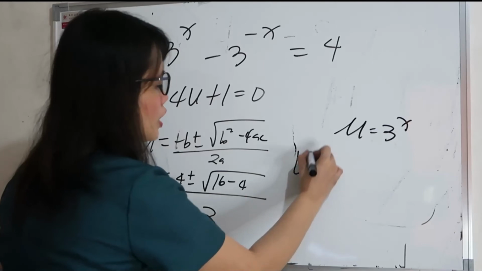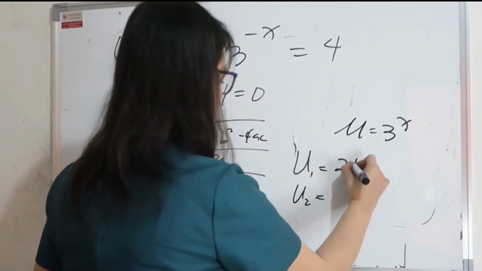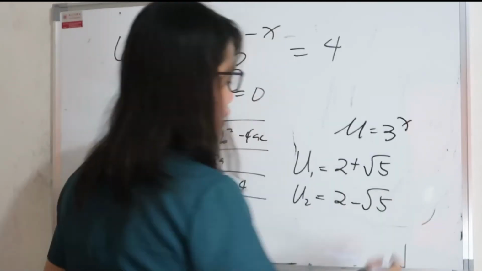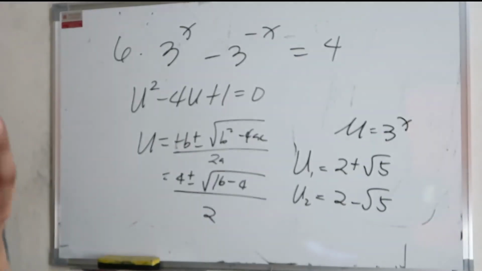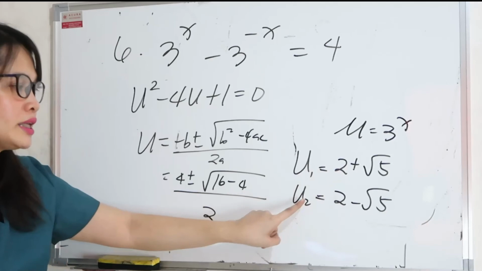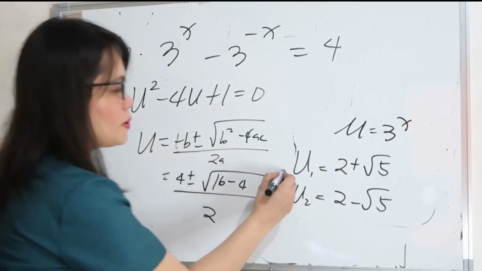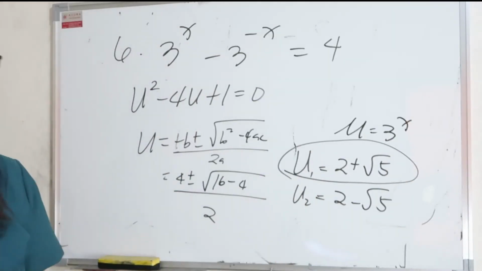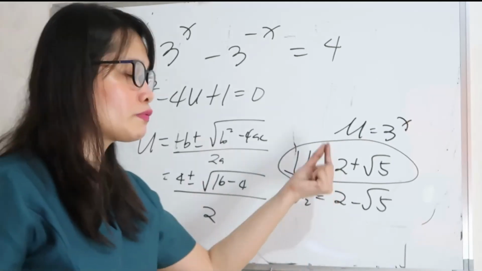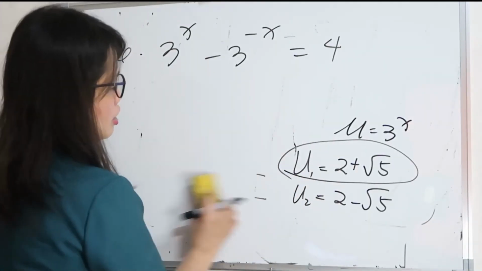So you have two values of u. The first value will be 2 plus square root of 5, and the other one is 2 minus square root of 5. Since it's quadratic, you do have two values of u. We'll be choosing the positive one, because a power of 3 cannot be negative. So you're choosing the first one, 2 plus square root of 5.